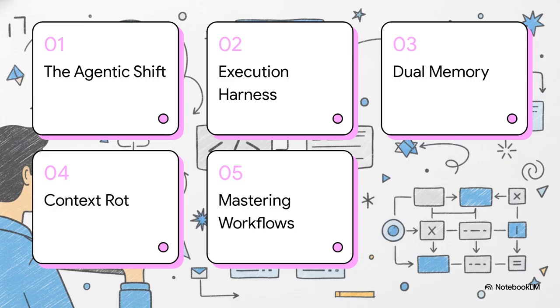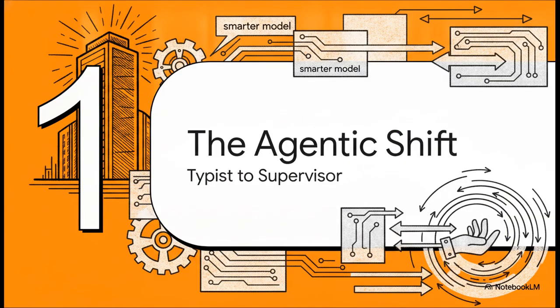So here's our roadmap for this explainer. First, the agentic shift. Second, inside the execution harness. Third, the dual memory architecture. Fourth, surviving context rot. And finally, mastering developer workflows. Let's dive in. Section 1, the agentic shift. Moving from typist to supervisor.